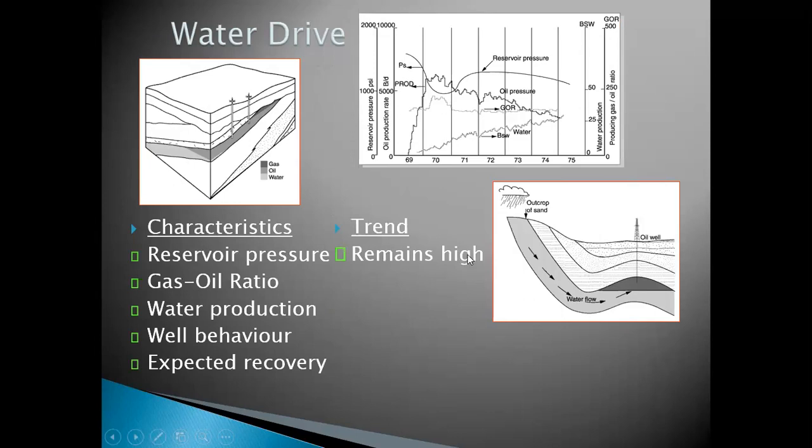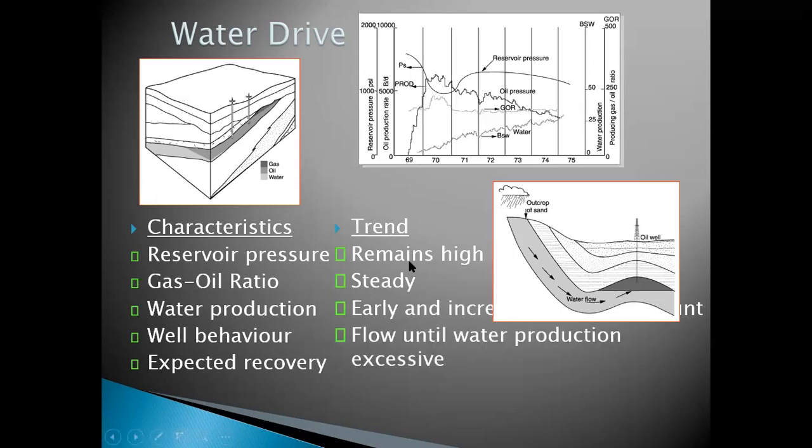It has a very good reservoir pressure because the drive mechanism is water drive. Then the gas oil ratio does not change a lot because the pressure remains high. Because the pressure is always under saturated condition, the pressure is really high in this case. Water production is early and increases over time, and so on. Flow continues until water production is excessive.